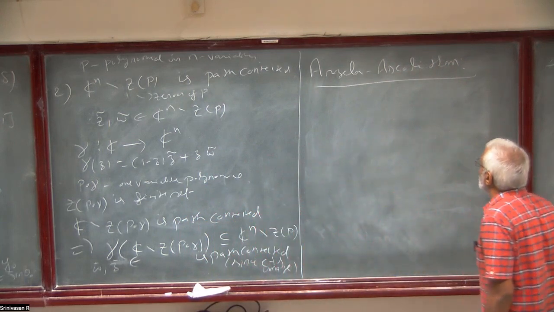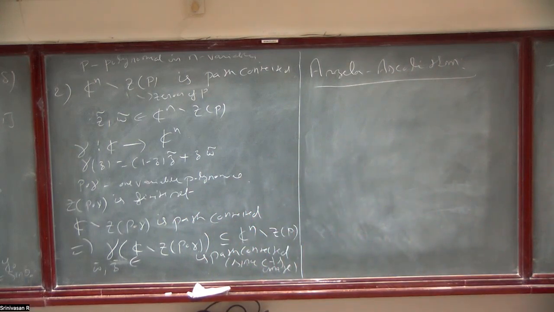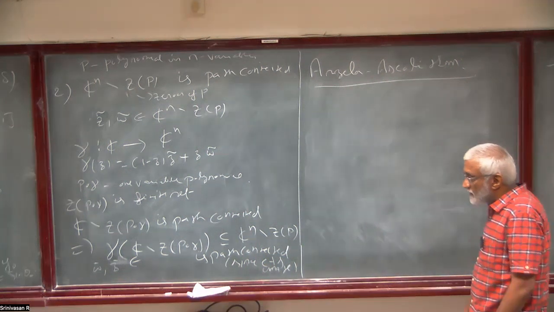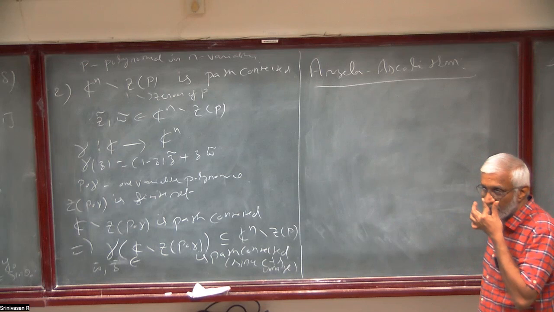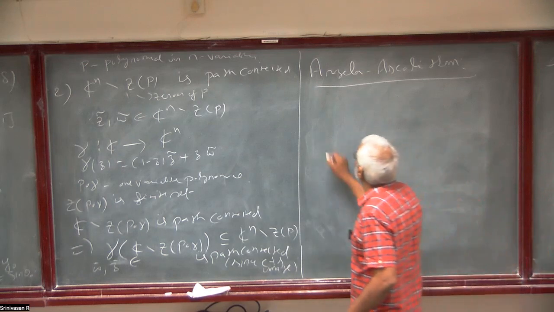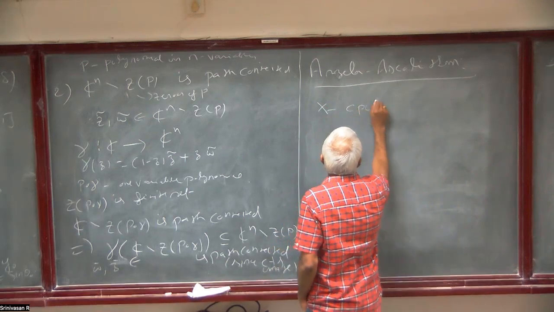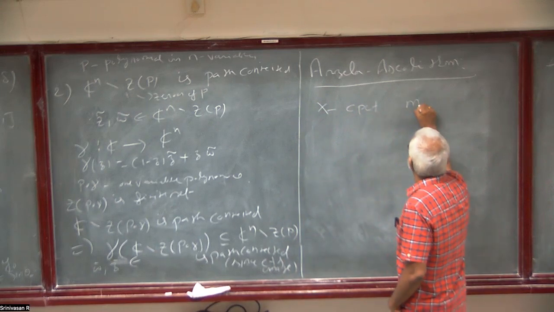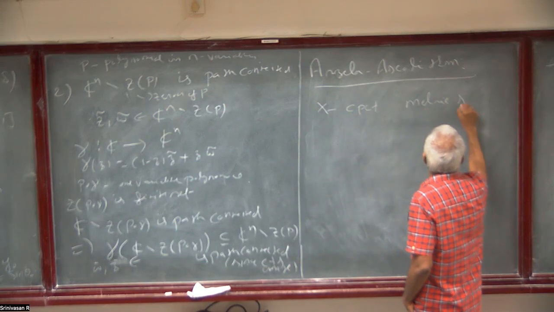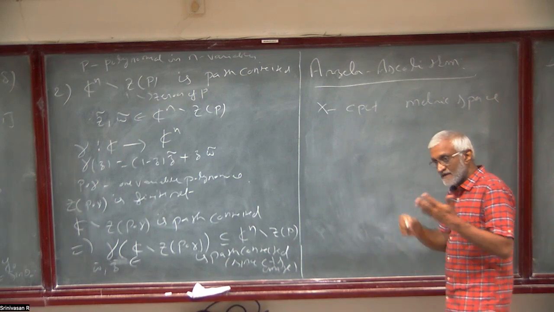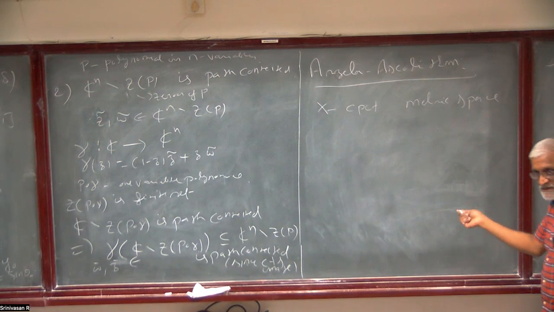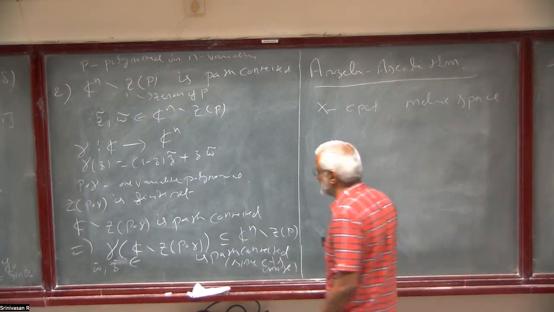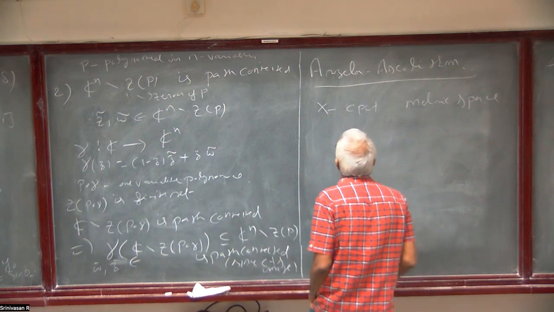Of course, it involves topology. So the theorem is about determining compact subsets of C of X, where X is compact. So X is a compact metric space. We have to deal with metric spaces because we want to talk about equicontinuity, uniform continuity, and all that. Otherwise, in general topology, it doesn't make sense.